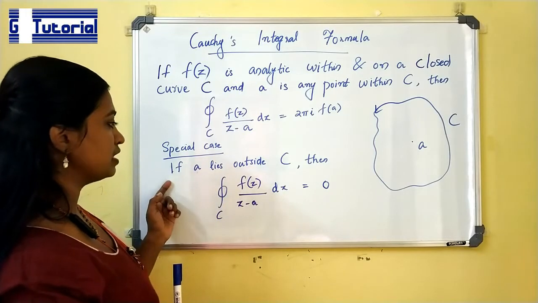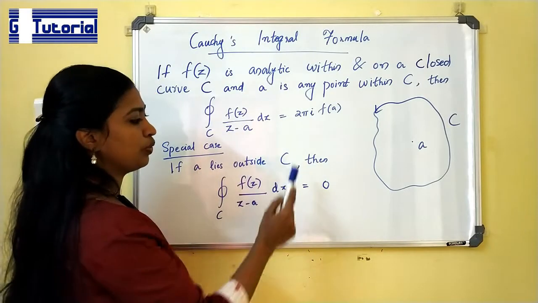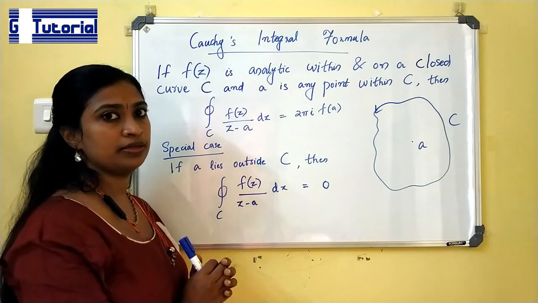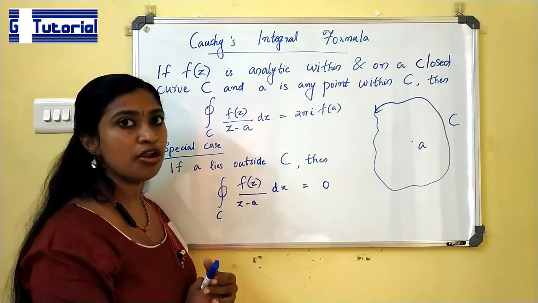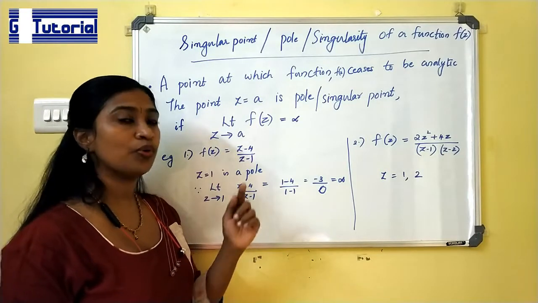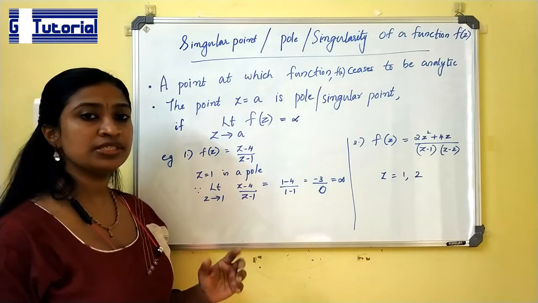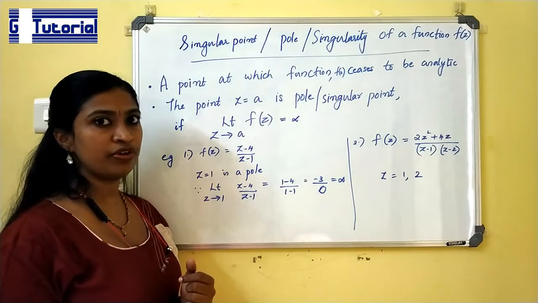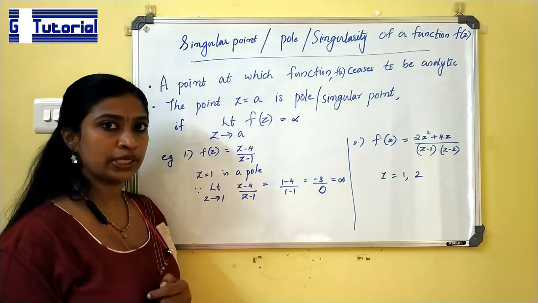And the special case of this is, if a lies outside this closed curve C, then this integral equates to 0. Now we can see some of the basic features which we have to understand before learning this Cauchy's integral formula. The first thing we have to understand is singular point or pole or singularity of a function f of z. A point at which the function ceases to be analytic is called singular point or pole or singularity of a function.